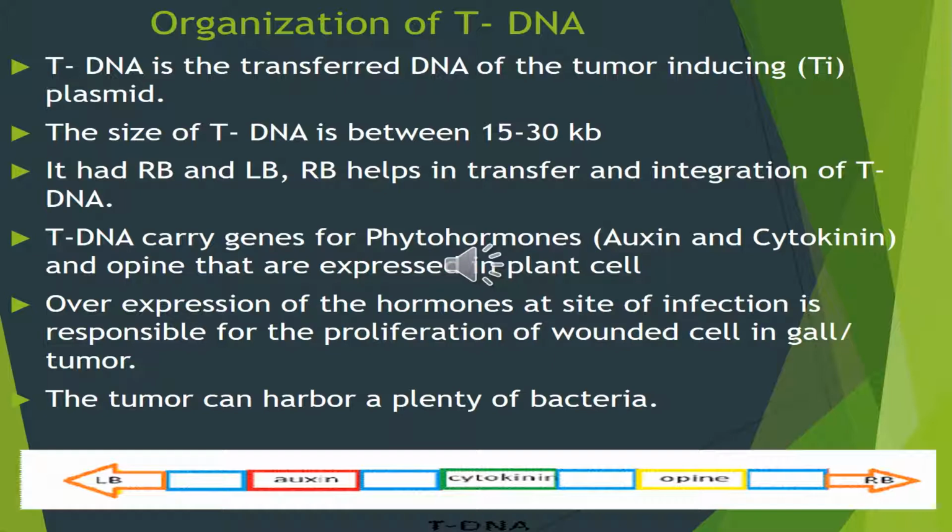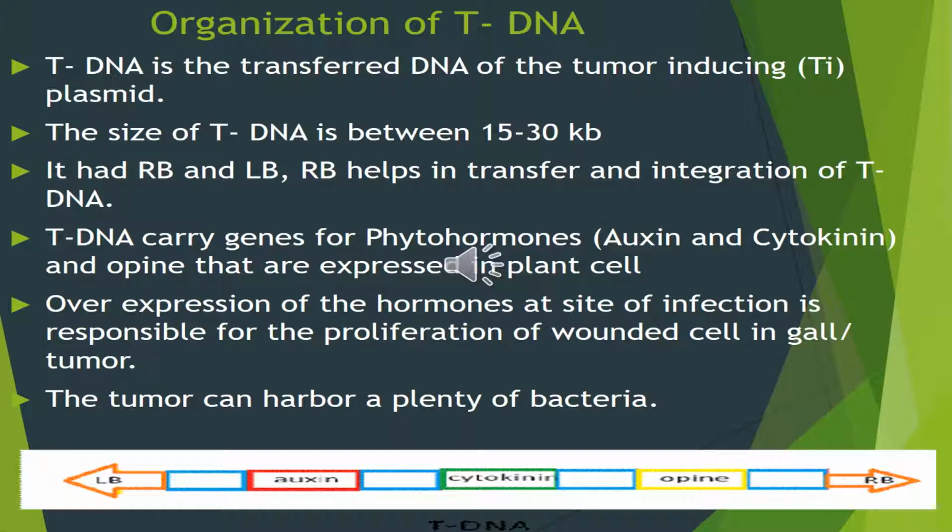Opine, somehow it is present in the tDNA region, but it will be only expressed when the tDNA is integrated inside the plant cell. The last point, overproduction of these hormones at the site of infection is responsible for the proliferation of wounded cells in galls or tumor. These tumors can harbor plenty of bacteria, so the tumor starts to grow.